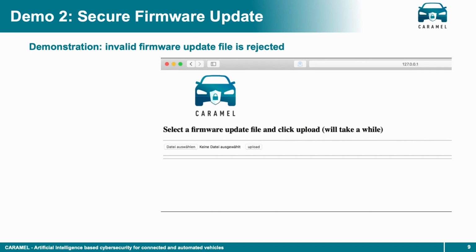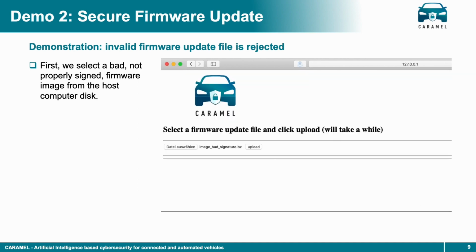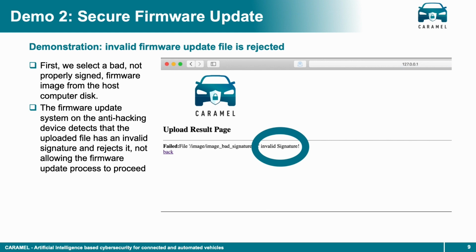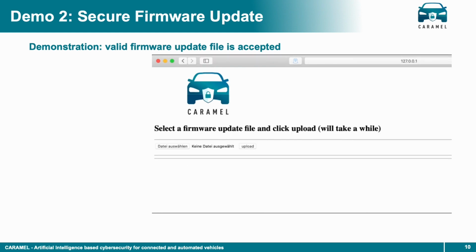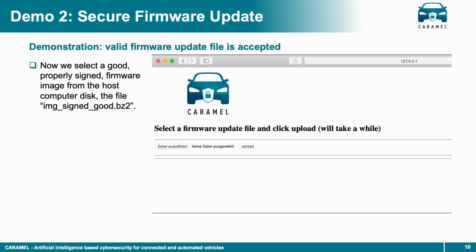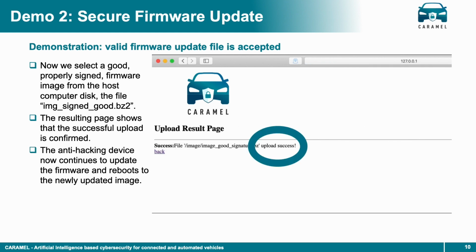In this demonstration we see how an invalid firmware update file is rejected. First, we select a bad, not properly signed, firmware image from the host computer disk. The firmware update system on the anti-hacking device detects that the uploaded file has an invalid signature and rejects it, not allowing the firmware update process to proceed. Now we select a good, properly signed, firmware image from the host computer disk. The resulting page shows that the successful upload is confirmed. The anti-hacking device now continues to update the firmware and reboots to the newly updated image.